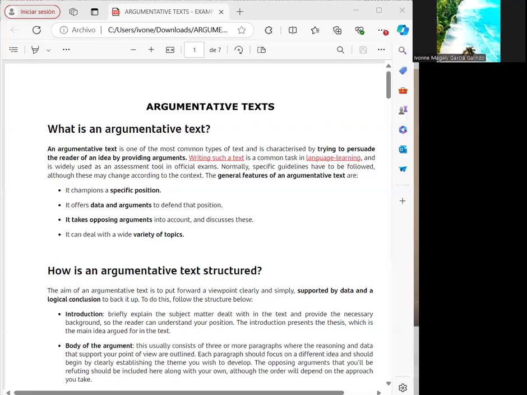So let's begin. Remember that you find information about an argumentative test.